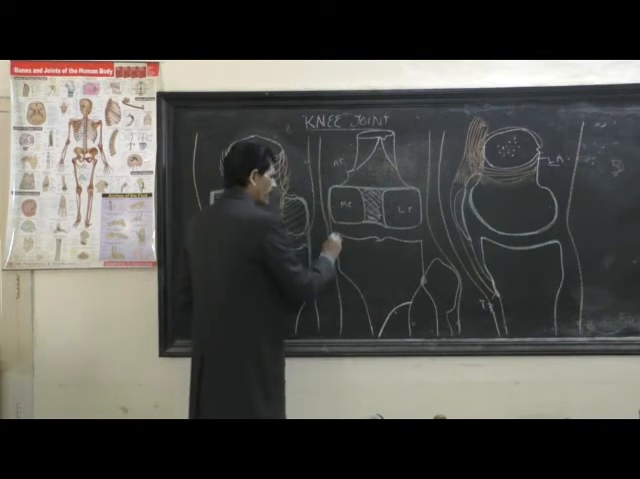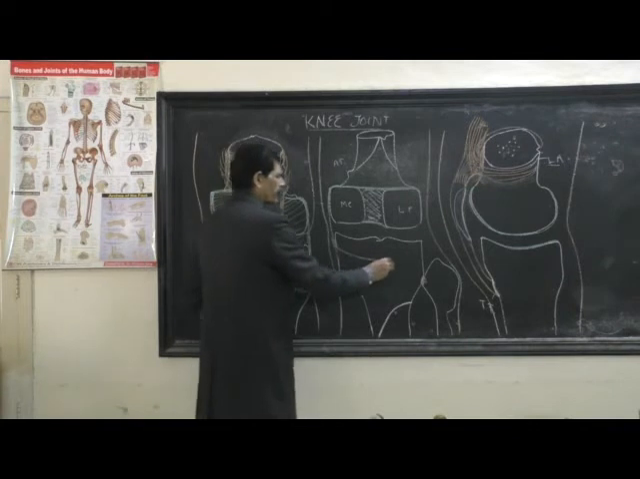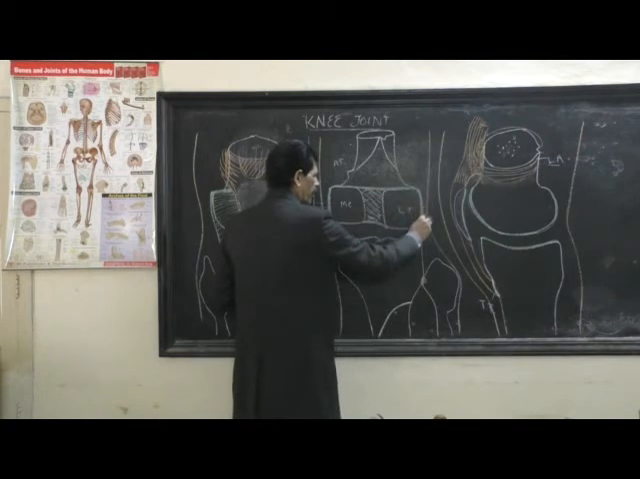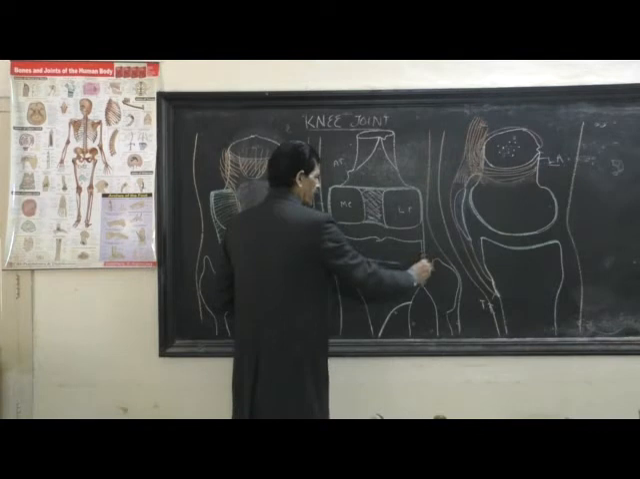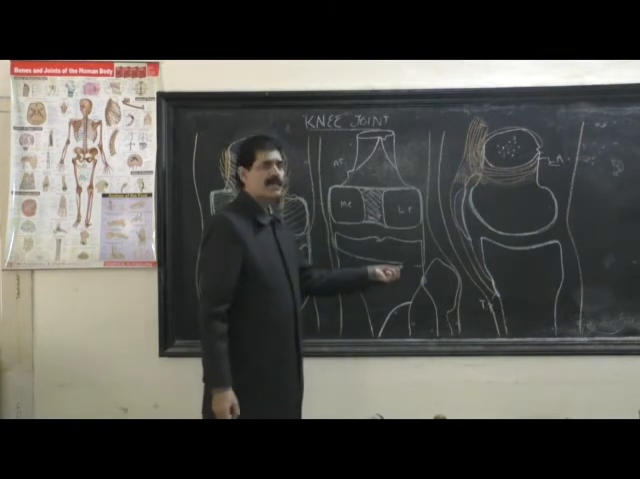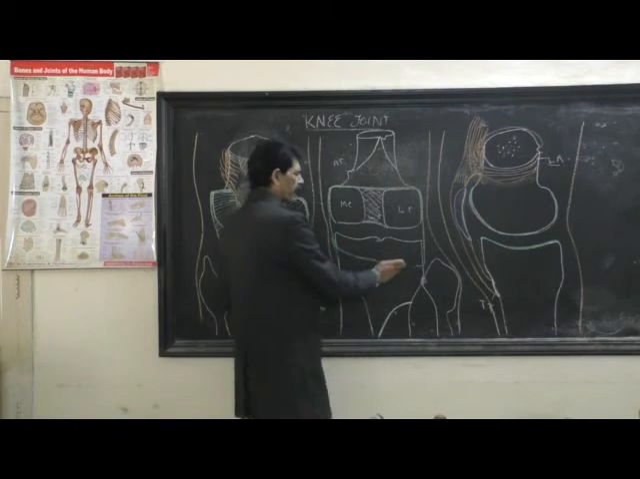Then it attaches to the posterior surface of the medial condyle of the tibia. Similarly, the lateral part of the fibrous capsule also comes downward and attaches to the lateral condyle. But on the posterior surface of the lateral condyle of the tibia, again there is an interruption. A gap is there. We have to make an interrupted line.